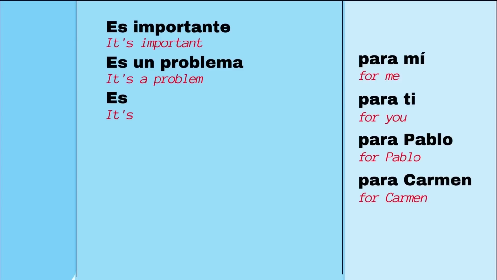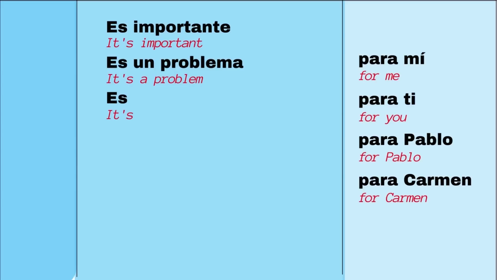Now, es is it's, but we can easily change it to a question just by changing the tone of our voice. So we can change it to is it? So listen to these two. Es para mí. It's for me. Es para mí? Is it for me? So we just change the tone of our voice for a question. So the statement and the question, the words are exactly the same, we just change the tone of our voice.